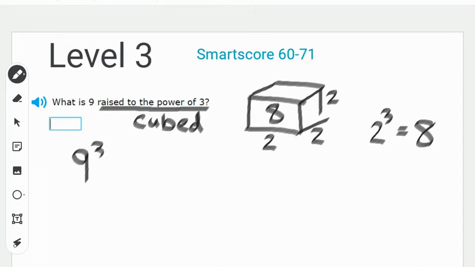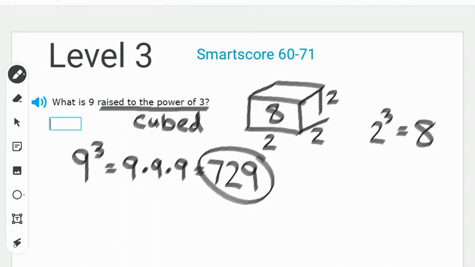Anyway, in this case, it's 9 raised to the third power, which of course is 9 times 9 times 9. And that's actually quite a large number. It's 729. And you can always check those with a calculator. That's totally fine.